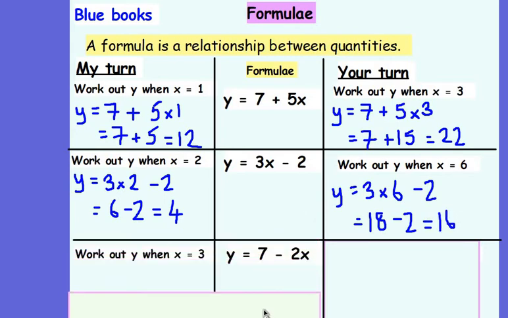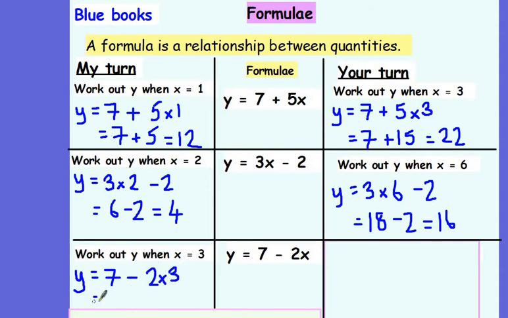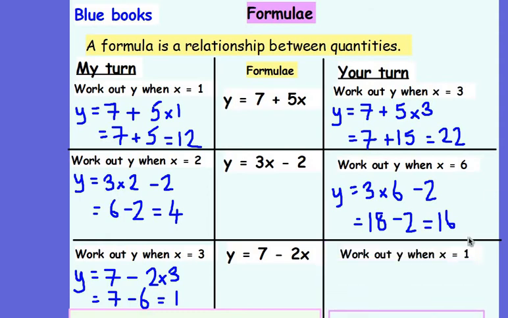Here comes my example, so pens down watching me. This time I've been told that when x is 3, can I work out what y is when it's 7 take away 2x? In the same way, every time I see an x, I need to write the number 3. So I've got y is equal to 7 take away 2 times 3, which is 7 take away 6, which is 1. Your turn in your dark blue books. How about when x is equal to 1? Pause the video, work that out now please.